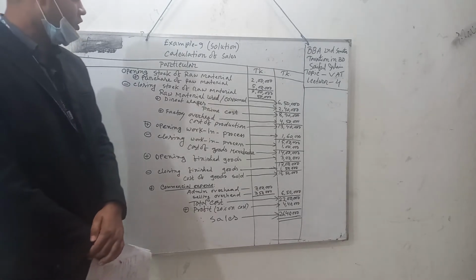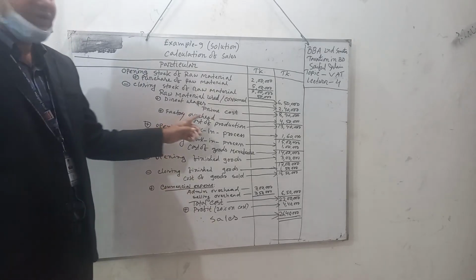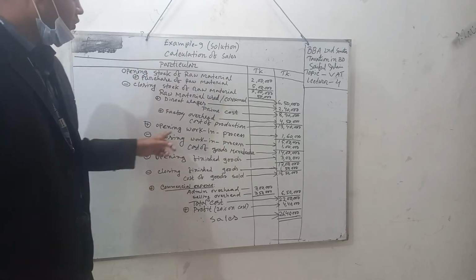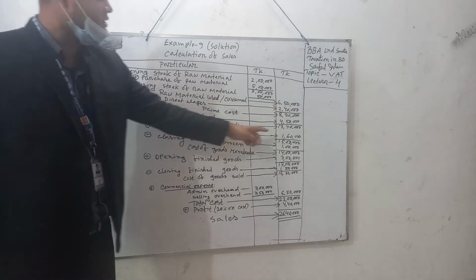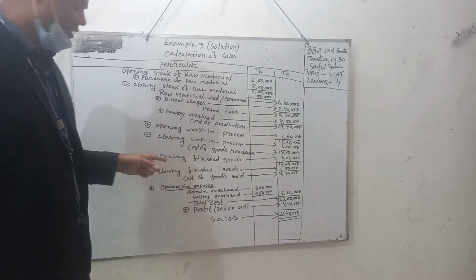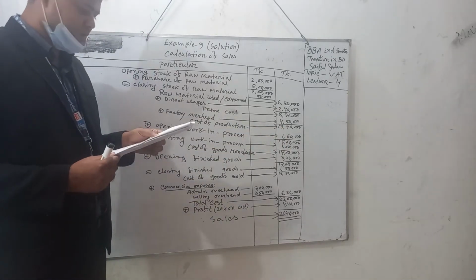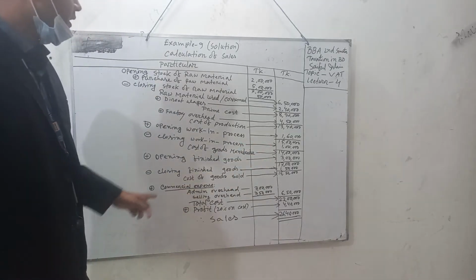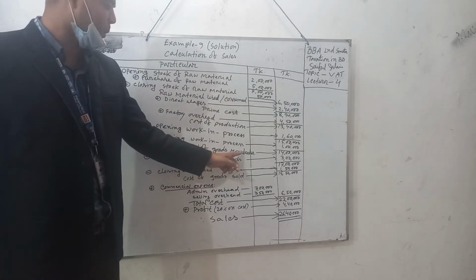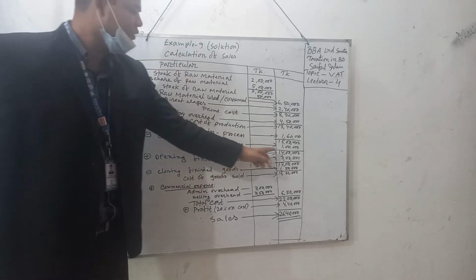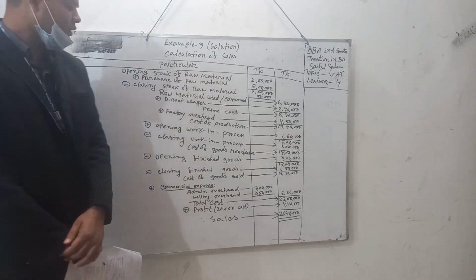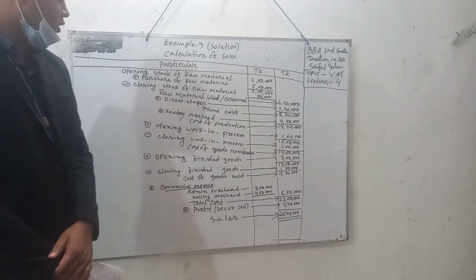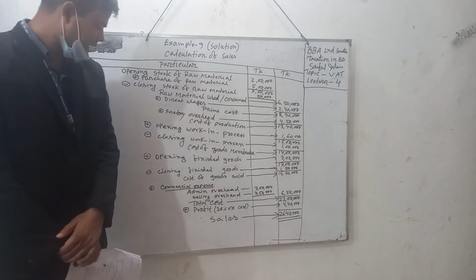With cost of production we will add opening work in process and minus closing work in process. Given in the question, opening work in process is 1,60,000, it will be added. And given in the question, closing work in process is 1 lakh and it will be deducted. Then the answer will be cost of goods manufactured, and cost of goods manufactured here is 14 lakh.